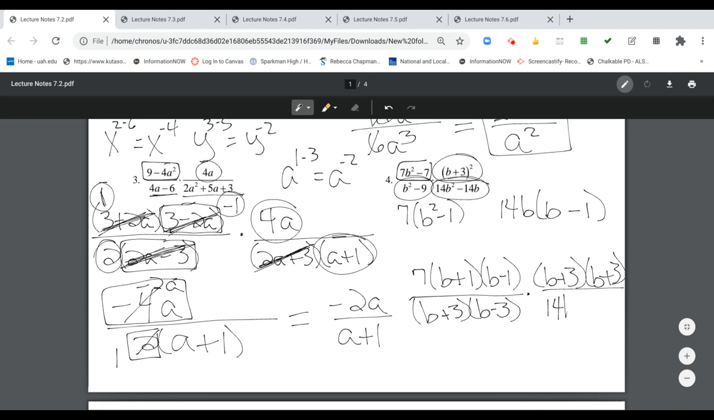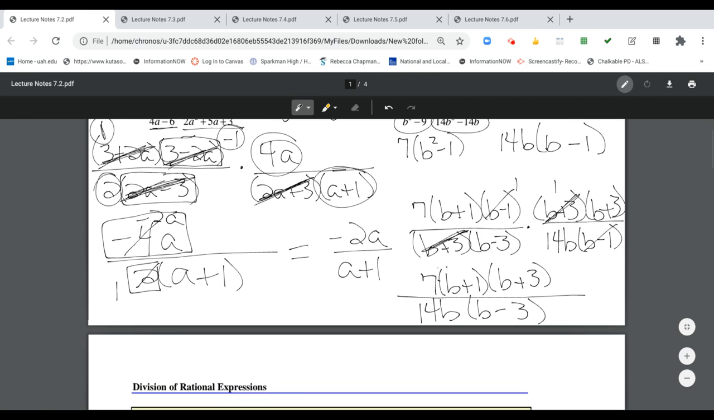So my denominator for that second fraction, so I cancel what they have in common. A b minus 1 cancels. That's a 1 to 1, so that's positive 1. B plus 3 cancels b plus 3. Those are the same, so they cancel to positive 1. So across the top, I have 7b plus 1 times b plus 3. On the bottom, I have 14b and b minus 3.